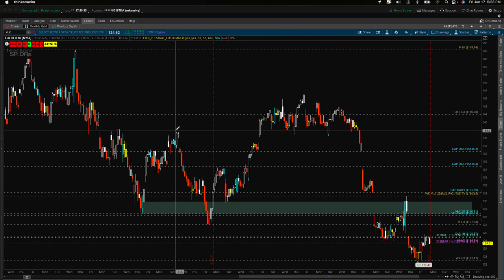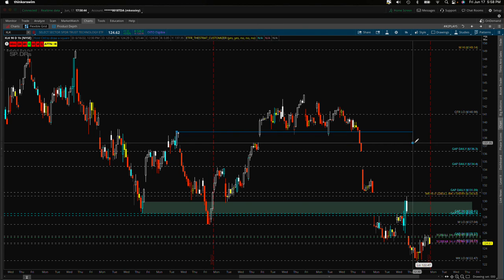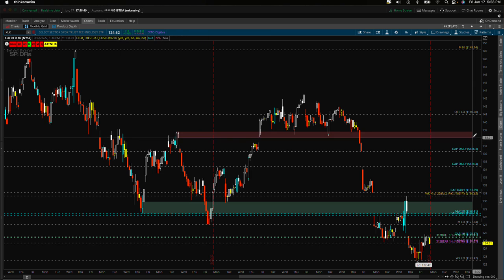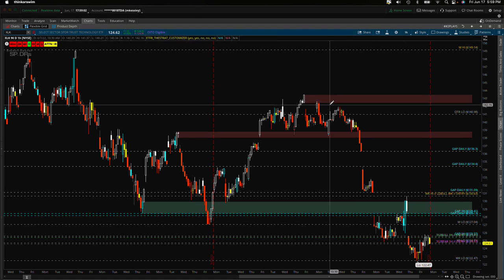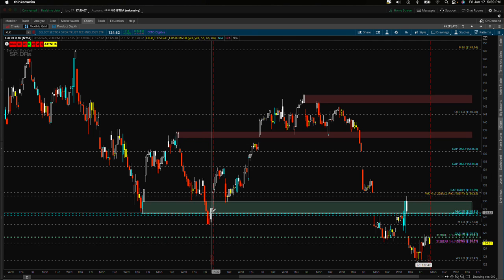Price went up and stopped. It paused here for a second before it went back down to the demand zone. So I'll mark this as a supply zone. Price got to a high, so this is a resistance level or supply zone. So boom. All right, so price came down to the demand zone.